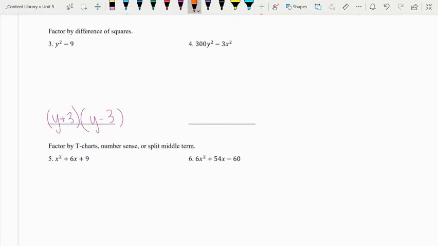If you look at number 4, 300 and x squared are not perfect squares. So we have to look at it a little differently to see if we can take out a GCF first. In this case, our GCF is 3. So if we factor out a 3, we're left with 100y squared minus x squared. Now 100y squared and x squared are both perfect squares. So we know we have nothing out in front. Then 100, if you square root it, is 10. And we have y, and we have x. So we just have to write it twice, with one being a plus and one being a minus.